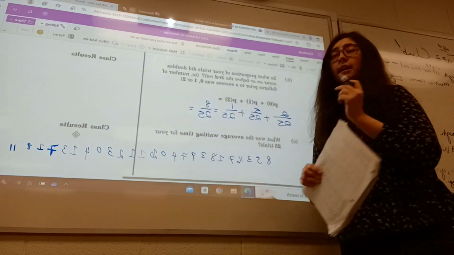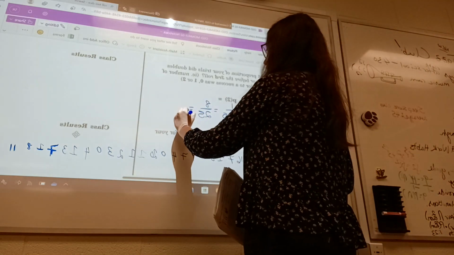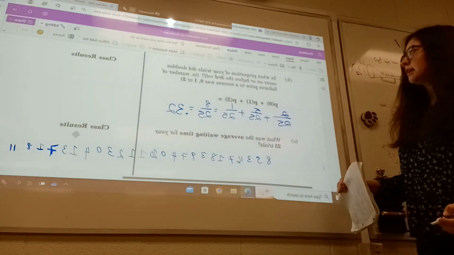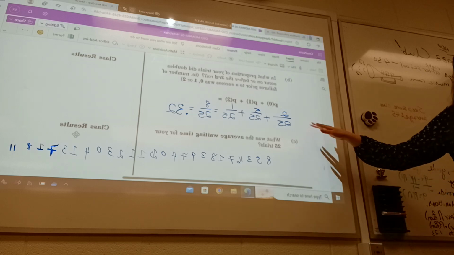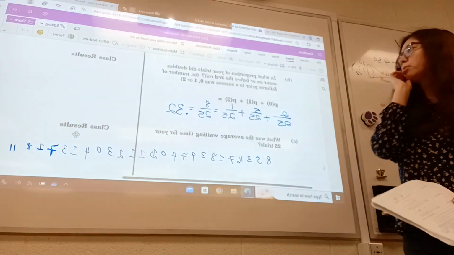What is that as a decimal? 8 divided by 25. Kaylee? Thank you. Okay, so there's a 32% chance experimentally, or based on our experimental results, that our first doubles occurs on or before the 3rd roll.